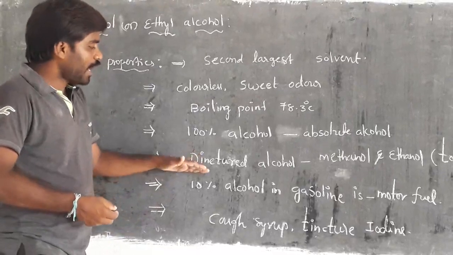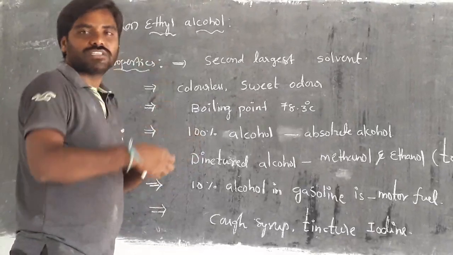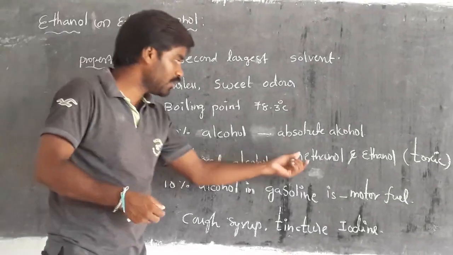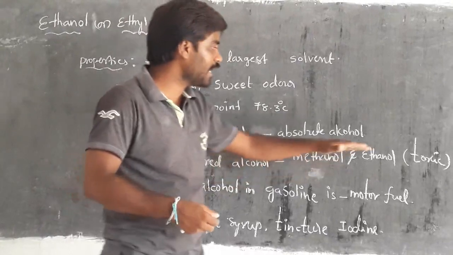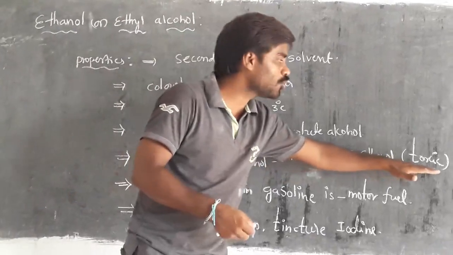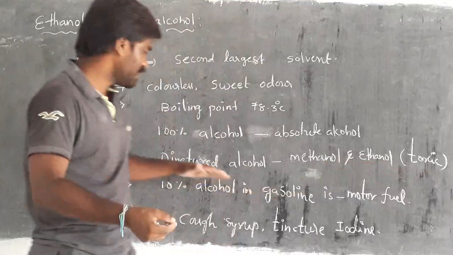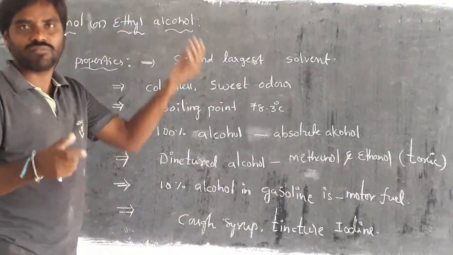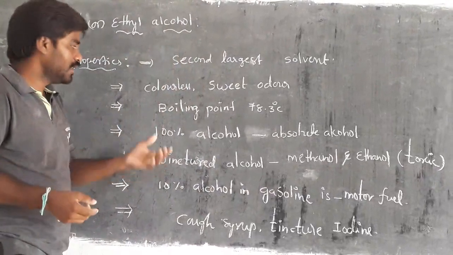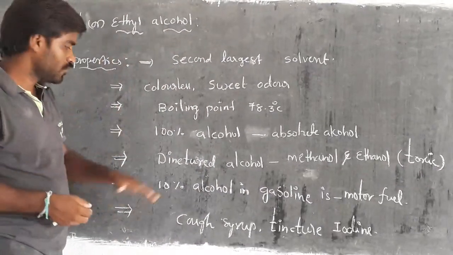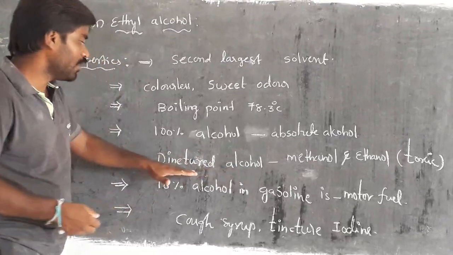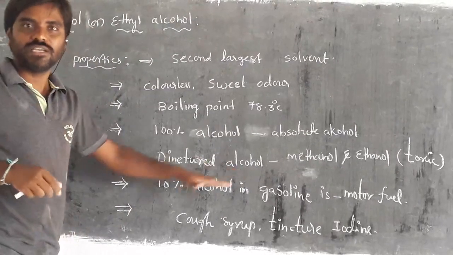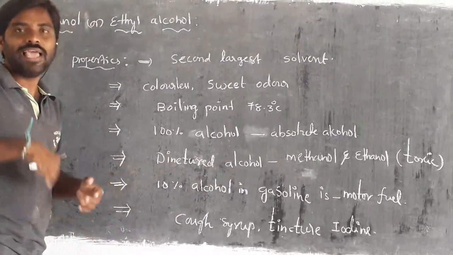Then sometimes alcohol is added with methanol, isopropyl alcohol or gasoline. Here I have taken only one example, methanol. If methanol is added to ethanol, it is toxic, meaning poisonous in nature. Especially when alcohol is transported from industries to another place, the alcohol is added with methanol. That mixture is called denatured alcohol. It causes health problems. If you drink that, it creates health problems.